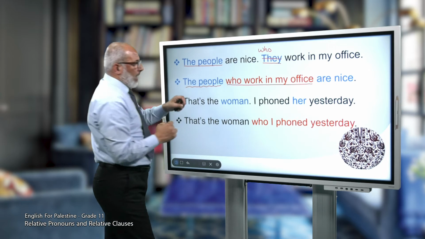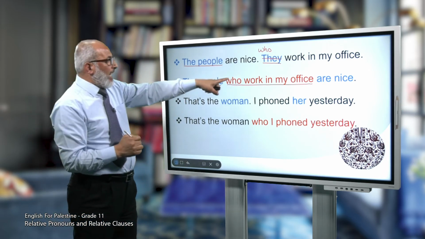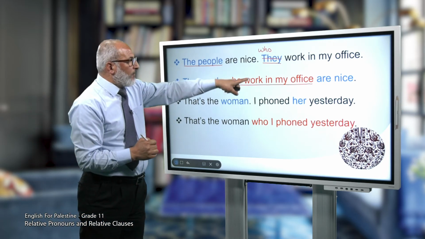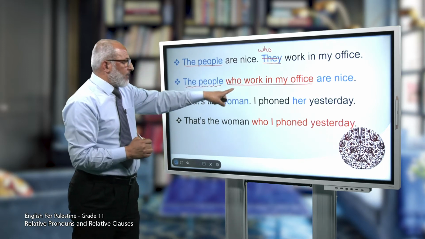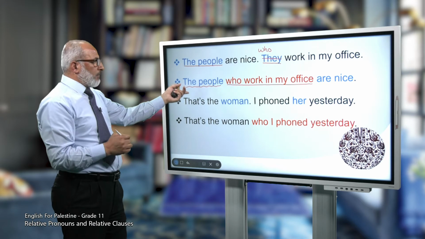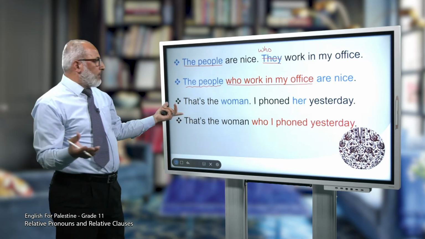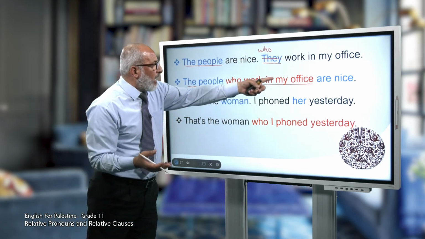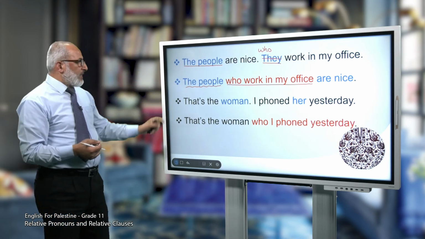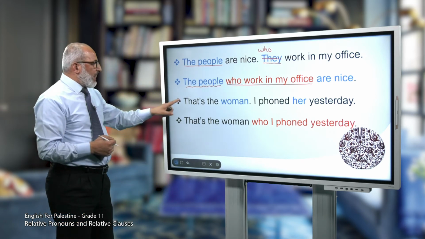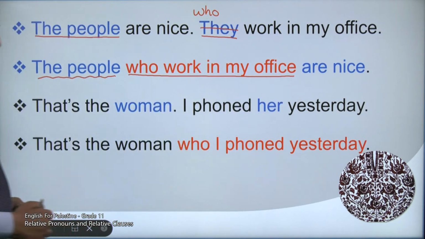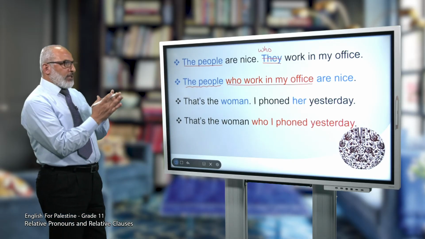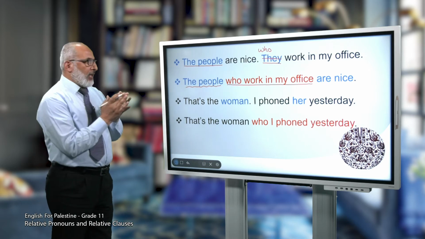And it is also an important piece of information. It works like an adjective. Okay, the people. Which people? Okay, who work in my office. Another example. That's the woman. I found her yesterday. Again, we want to use defining relative clause.